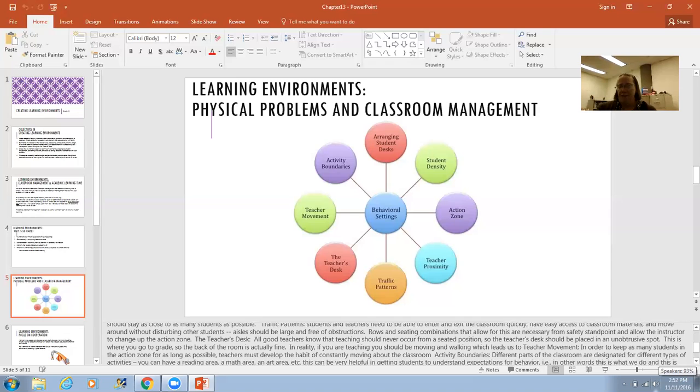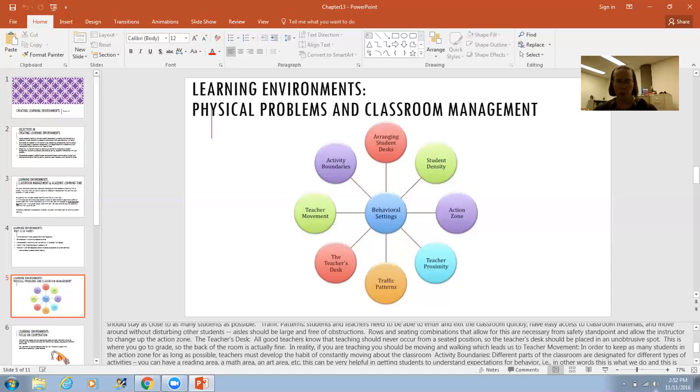And the reality is you should be moving and walking all the time when you're teaching. So that leads us to teacher movement. In order to keep as many students in the action zone for as long as possible, teachers must develop the habit of constantly moving about the classroom. You just want to keep moving, you want to keep them interested, and it keeps you engaged too. If you're sitting at a desk and you're trying to teach, it just detracts from your energy.